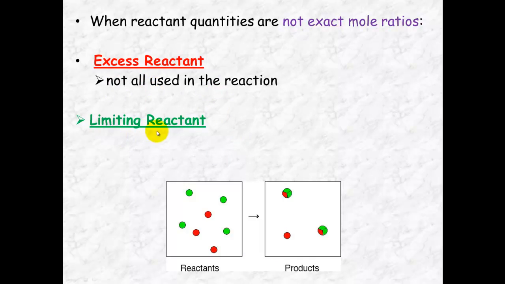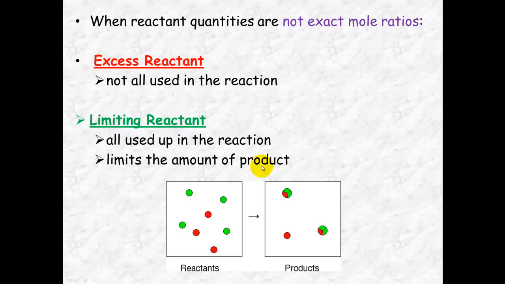We also have a limiting reactant. This is the reactant that's used up in the reaction, and it limits the amount of product that's formed. And you can see here, because there's only 4 green atoms, only 2 molecules can form. So this limits the reaction and limits the amount of product.